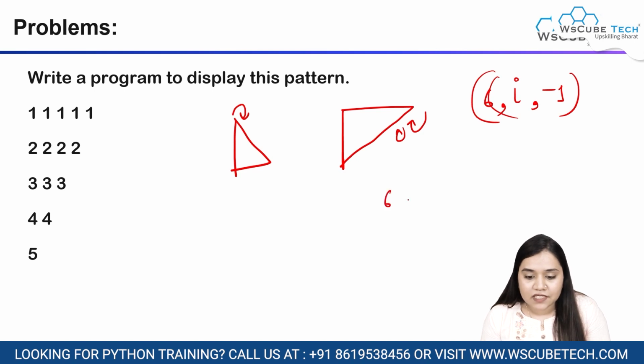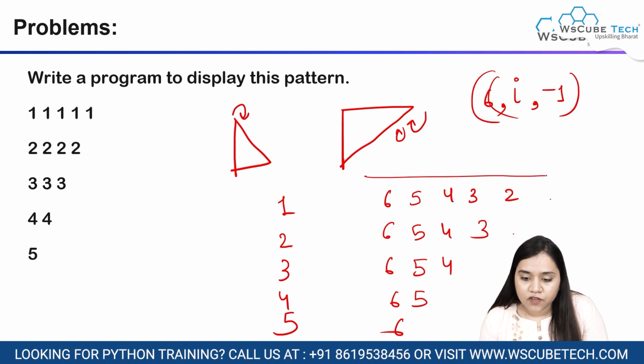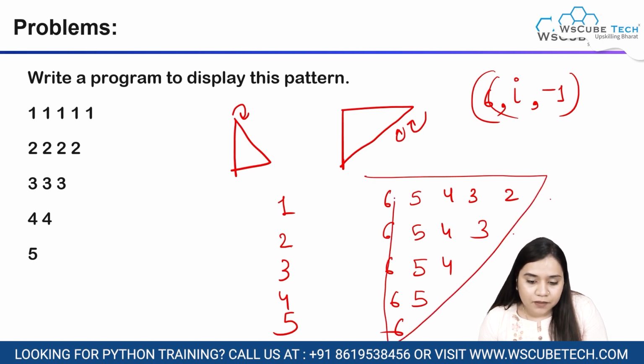So it would be like 6, 5, 4, 3, 2, because the row is 1. So 1, 2, 3, 4, 5. The rows will remain the same because the row is 1. So 1 would not come over here. In the next case it would be 6, 5, 4 and 3, because it won't go up to 2. Then 6, 5, 4 in this case, 6, 5 in this case, and just 6 in this case. But we don't need to obtain these numbers. These are just to make you understand what we need to obtain.